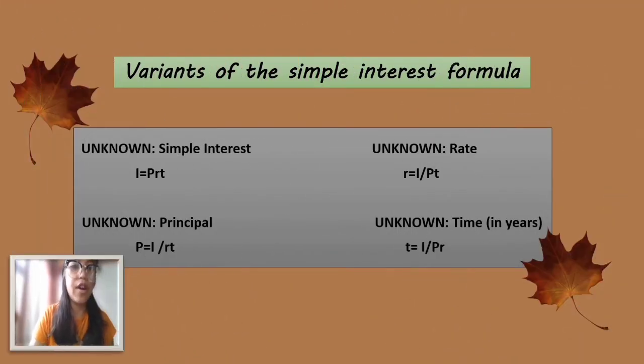So we have here the variations of the simple interest formula. If the simple interest is unknown, the formula that we are going to use is I equals P times R times T, where I stands for simple interest, P stands for principal, R stands for rate, and T stands for time.